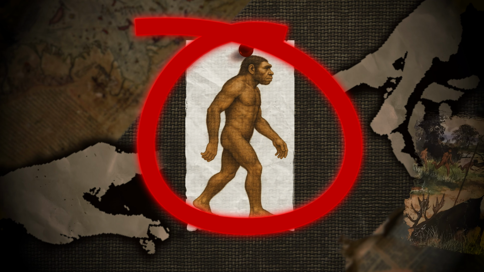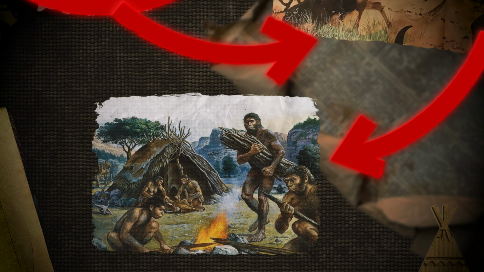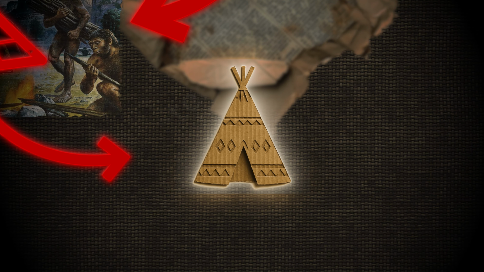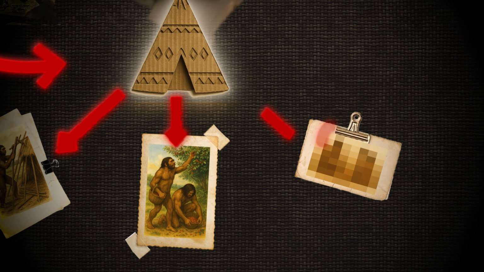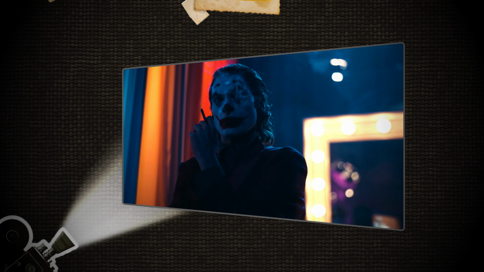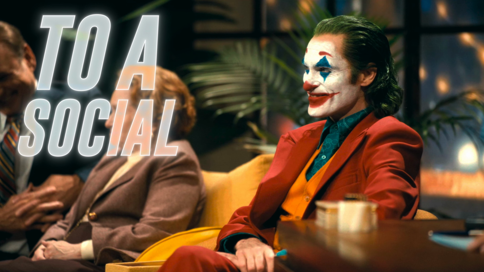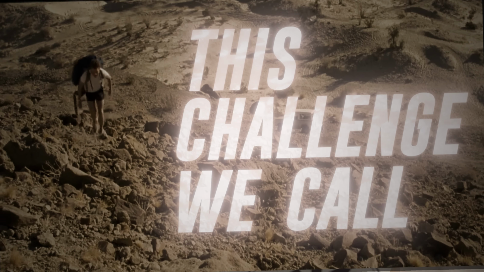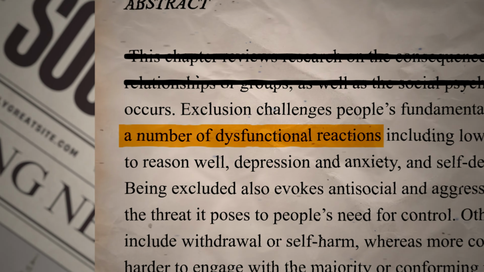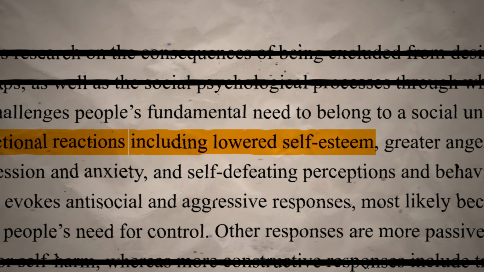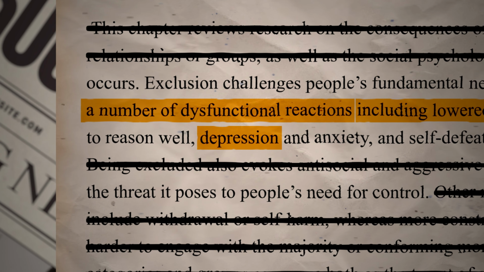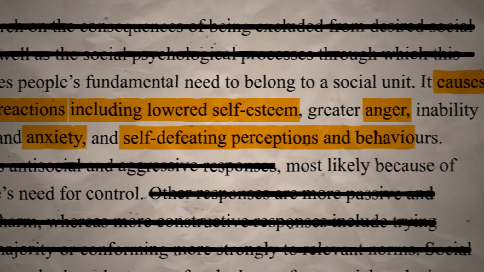From our earliest days, survival depended on living in groups, because tribes offered many things such as sheltering, food, and mating opportunities. And what exclusion did was very simple. It challenged people's fundamental need of belonging to a social unit. This challenge, we call, causes a number of dysfunctional reactions, including lowered self-esteem, anger, depression, anxiety, and self-defeating behaviors.